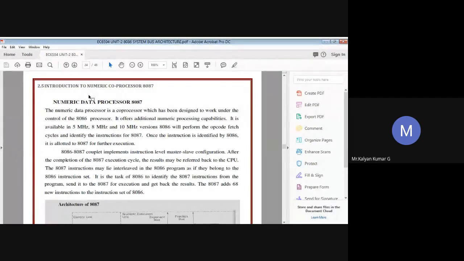In the 286, I think multitasking is possible, memory protection is possible, and virtual memory is possible. All like that. So just go through the features that have been added in the 80186, 286, 386, and 486.